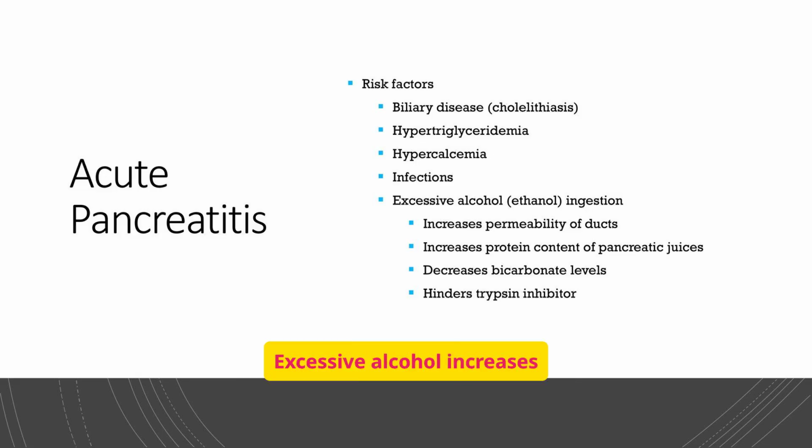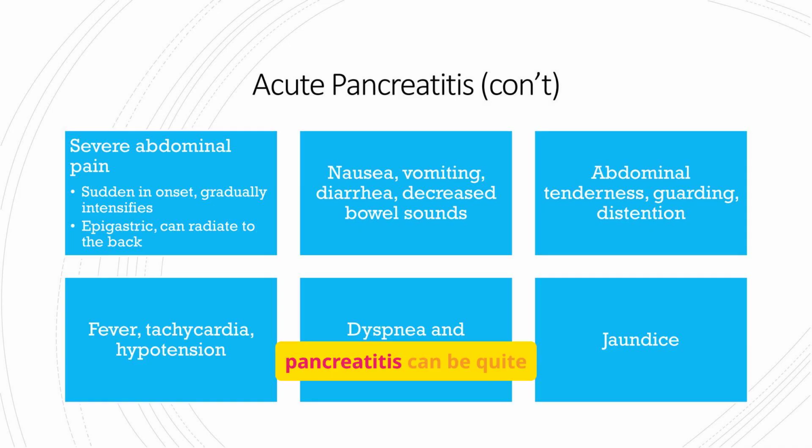Excessive alcohol increases duct permeability, increases protein content of pancreatic juices, decreases bicarbonate levels, and hinders trypsin inhibitor. Symptoms of acute pancreatitis can be quite severe. These include sudden onset of severe abdominal pain, often radiating to the back. Patients may also experience nausea, vomiting, diarrhea, decreased bowel sounds, abdominal tenderness, guarding, distension, fever, tachycardia, hypotension, dyspnea, tachypnea, and jaundice.